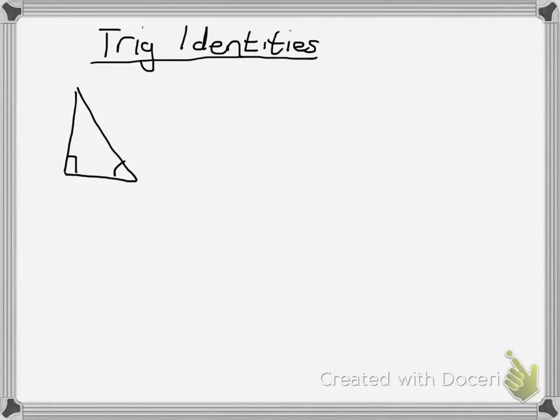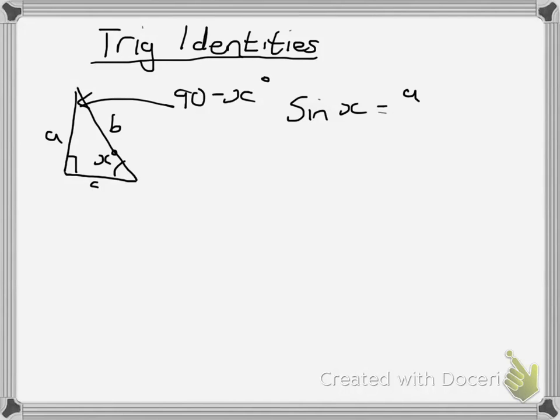Give one of the angles the name x, and therefore the angle at the other side must be 90 minus x degrees. Labelling the sides A, B and C, I can see that sine of x is equal to a over b. By the same method, cos of 90 minus x, the other angle, is also equal to a over b, because cos is adjacent over hypotenuse.